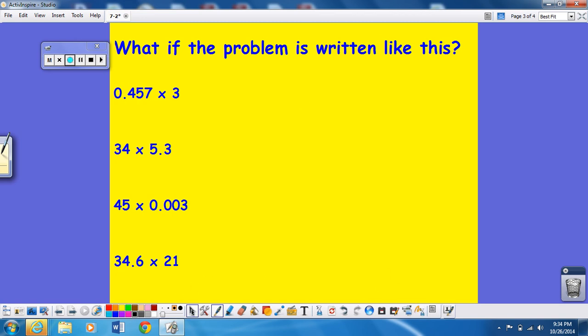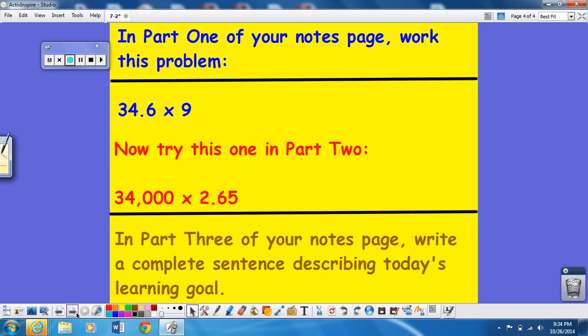Okay, so hopefully you are seeing how simple multiplying decimals and whole numbers are. It's just a matter of figuring out how many numbers are past the decimal in the problem. Make sure that's how your answer looks as well. All right, this is a really quick lesson tonight. These are the 3 things I would like for you to do.